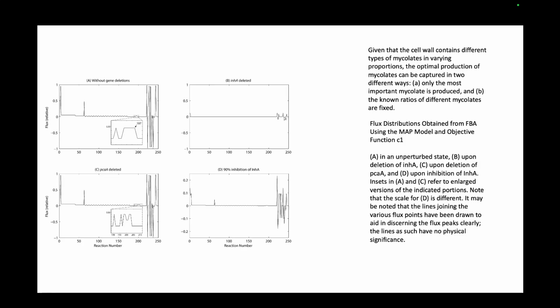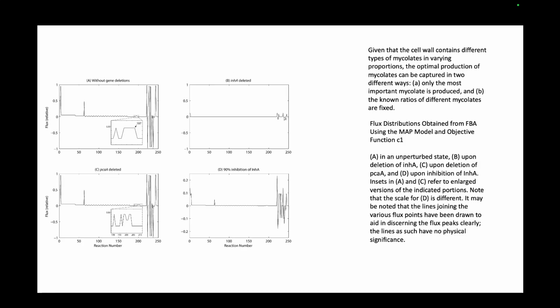Given that the cell wall contains different types of mycolates in varying proportion, the optimal production of mycolates can be captured in two different ways. Number one, only the most important mycolate is produced, and number two, the known ratios of different mycolates are fixed. These are the assumptions that we will be following. Then the flux distributions are obtained from FBA using the map model and objective function C1. This is in an unperturbed state. This is in a state where this particular element is deleted, and another element is deleted here, and here the inhibition of this same thing is happening.